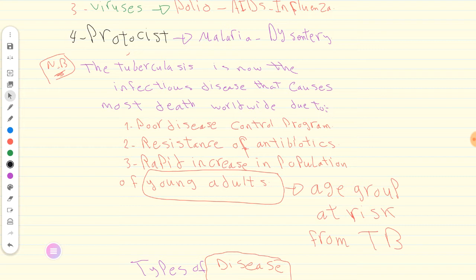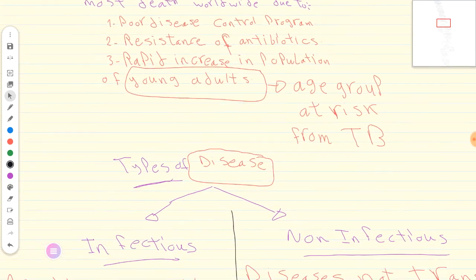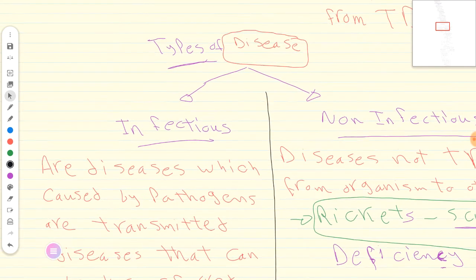This increase in deaths worldwide from tuberculosis is due to what? Due to poor control programs against this disease, and resistance to antibiotics. Tuberculosis has the ability to resist antibiotics, and this disease rapidly increases among young adults. You must know that this age group of young adults is at risk from tuberculosis or TB bacteria.